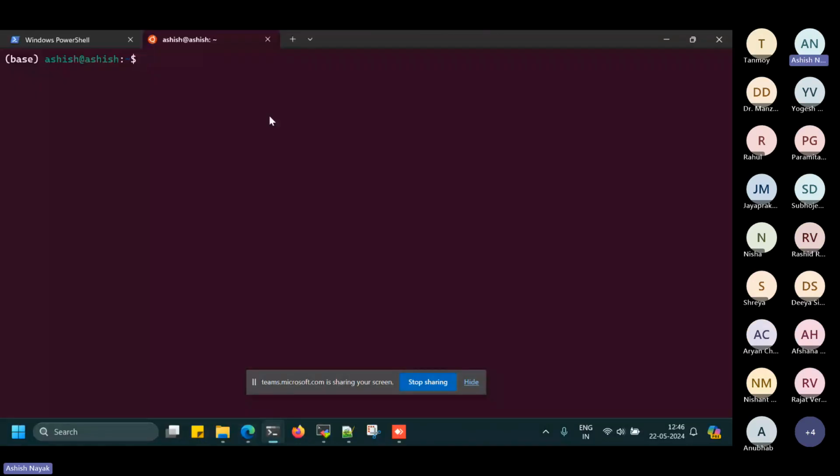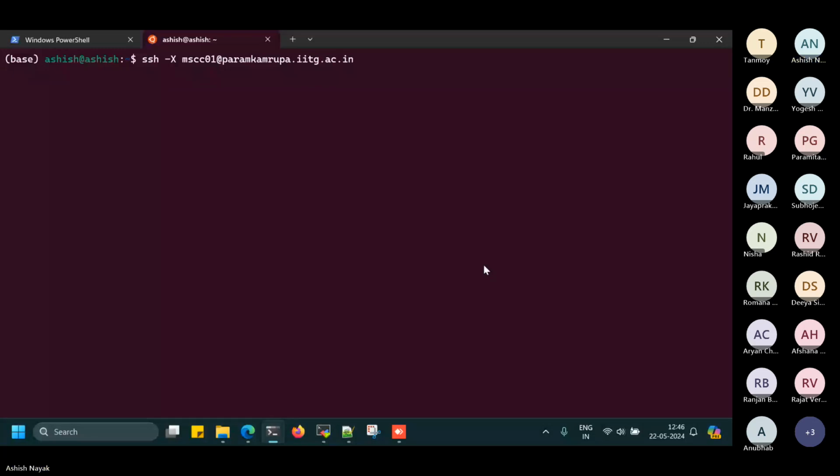Hello everyone. I will try to demonstrate how to log into the Linux system and open the GUI. You can SSH -X. If you want to open the GUI, you have to add -X. I will be taking the same user, mscc01@paramrupa.iitg.ac.in, and enter -p4422.